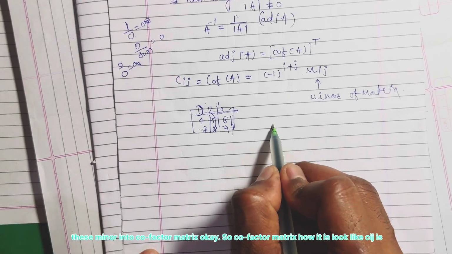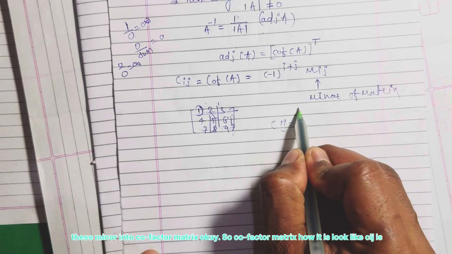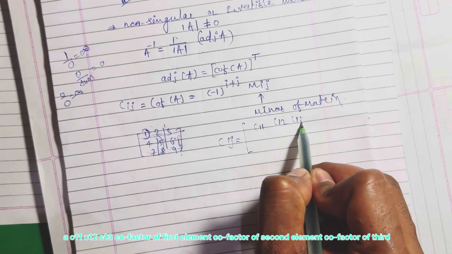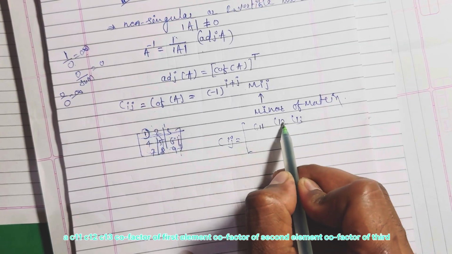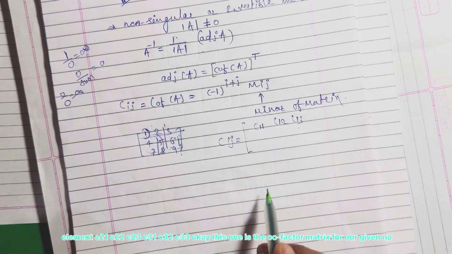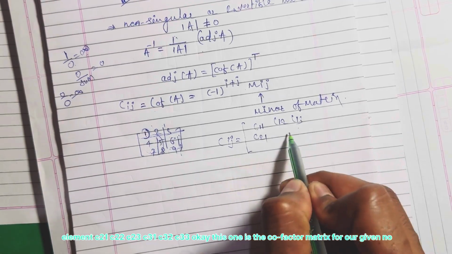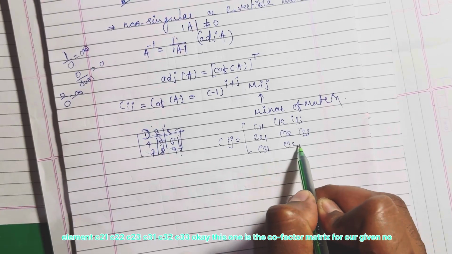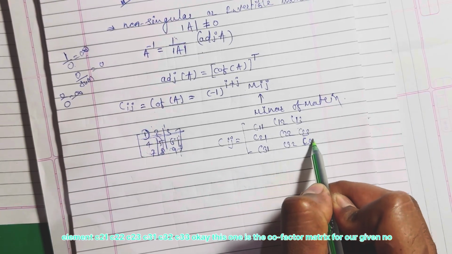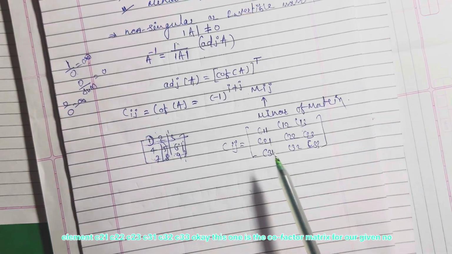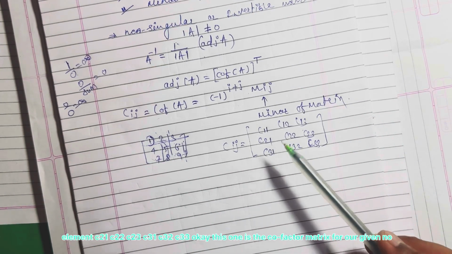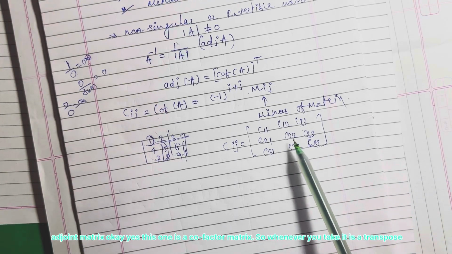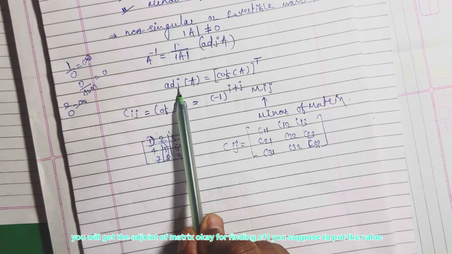So how does the cofactor matrix look? Cij is C11, C12, C13: the cofactor of the first element, second element, third element. Then C21, C22, C23, C31, C32, C33. This is the cofactor matrix for our given matrix. Whenever you take its transpose, you will get the adjoint of matrix A.